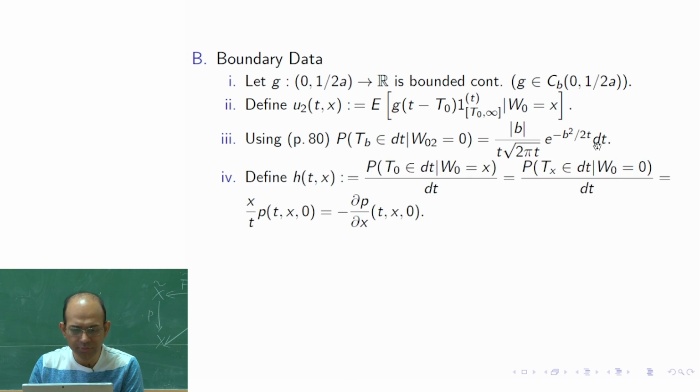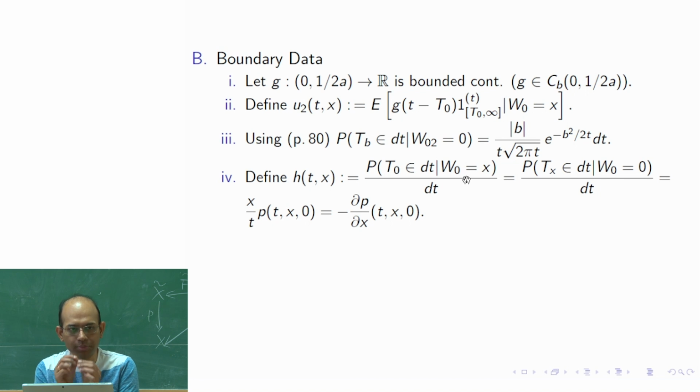Okay, so next we define one function H. This H is basically the density of T naught. So the probability that T naught belongs to dt given W0 is equal to x, divided by dt. This is of our interest. Here we can rewrite this in the following manner.